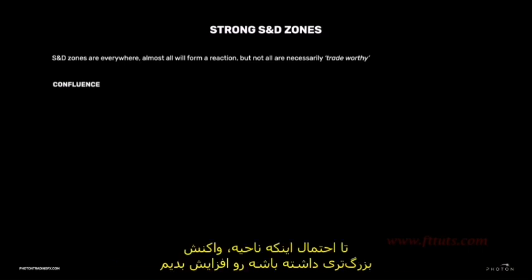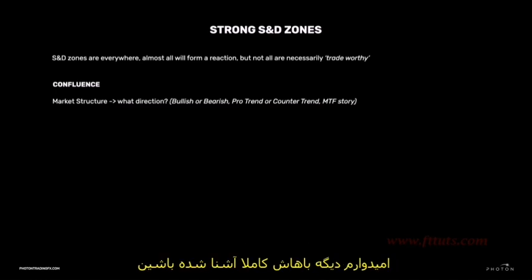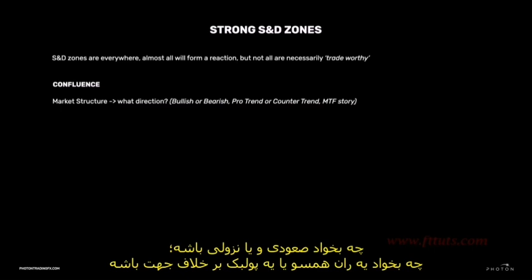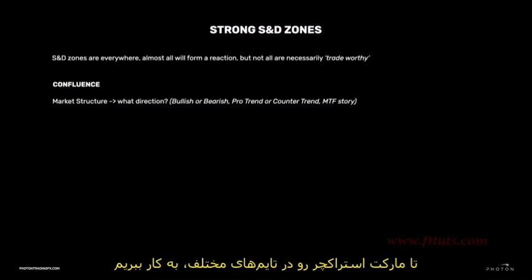So there are certain confluences that we can look for to increase the probability of the zones having a large reaction or at least causing a larger move. One that we've looked at in depth so far is market structure. Hopefully you should be very familiar with this now. We've seen how we can use market structure to very effectively give us a bias on the direction of price, whether it is bullish or bearish, whether it is a pro-trend run or a counter-trend pullback, and of course bringing an entirely new dimension to that by using multi-time frame analysis to look at market structure across multiple time frames, to really build that story and that overall narrative.